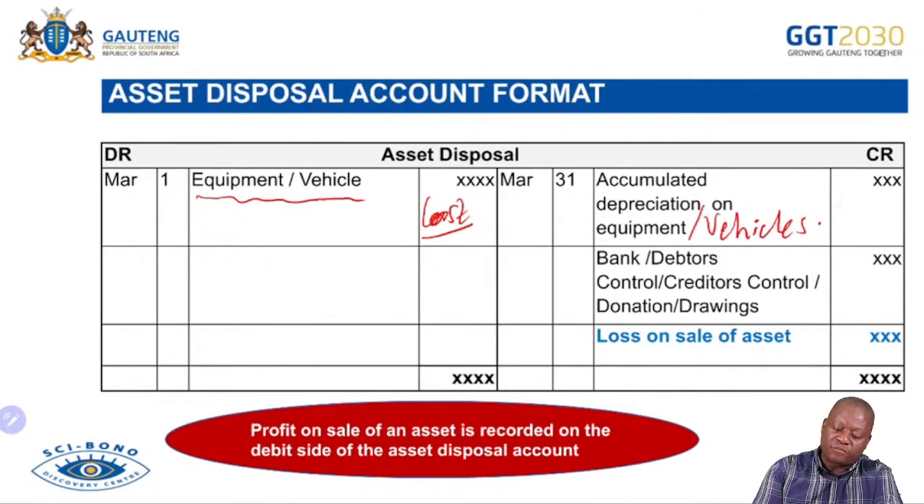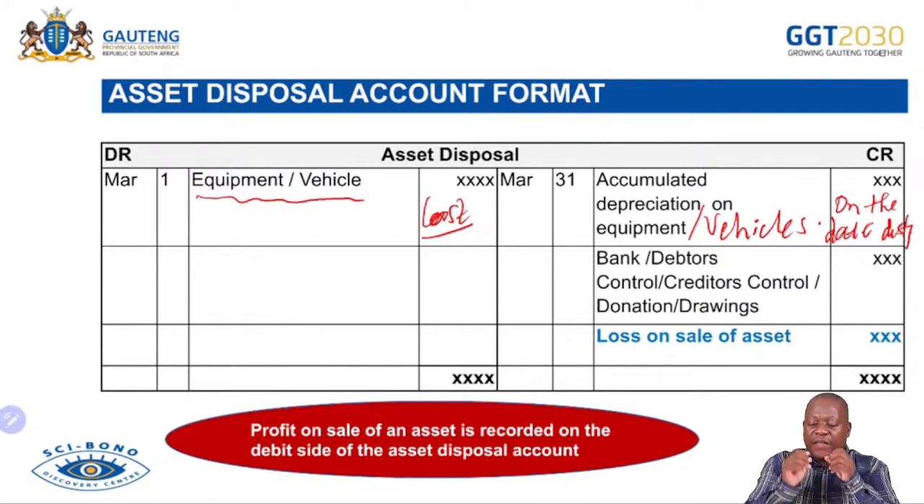Please take note, when you are looking at this, we need the accumulated depreciation on the date of disposal, on the date of sale or disposal. We need the one on the date of disposal. Very important, because sometimes they give you the accumulated depreciation on another day, which is not the date of disposal, but we need the accumulated depreciation exactly on the date of disposal.